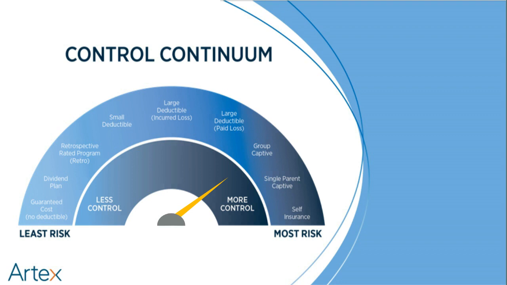But as we move further towards the top and further right of that continuum, you're taking on more risk in the form of deductibles, whether small or large, and then oftentimes moving towards a group captive structure in which you may partner with others in similar industries to share some amount of risk. But really where we end up landing is companies that want more control and are willing and able to assume risk go to the single parent captive or sometimes even full self-insurance. Obviously more risk, but with that comes more control.